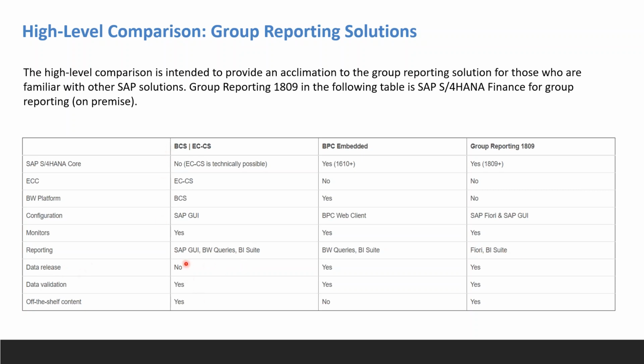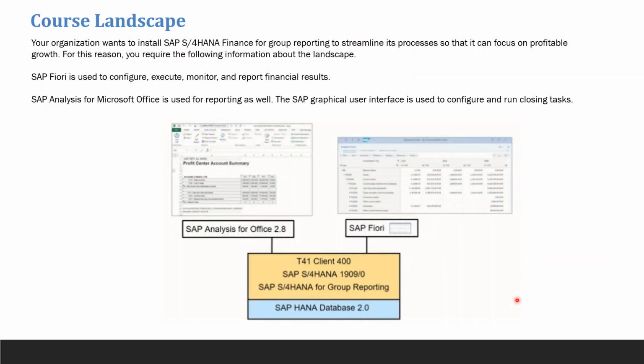Data release, here it's not possible, but in BPC embedded we are releasing the data from ECC to the BW, from BW to the BPC. In this case, yes, we are releasing the data from the Universal Journal to the consolidation group reporting table. Data validation is possible in all the solutions. Off-the-shelf content is possible in ECCS, and in BPC embedded it is not possible. In group reporting it is possible. So that is the high-level difference between group reporting and BPC as well as ECCS.